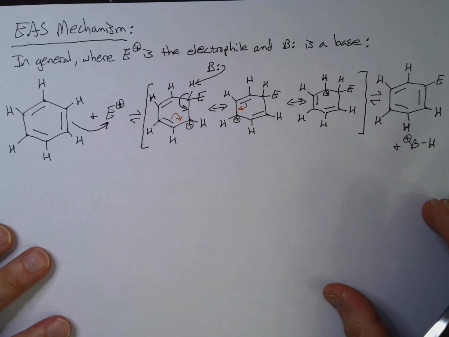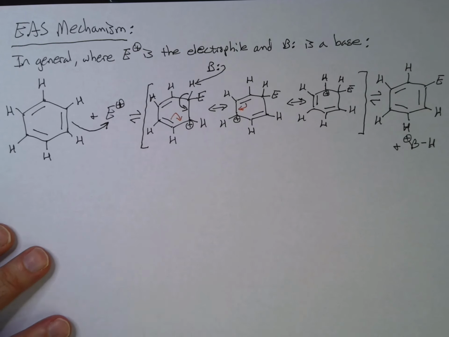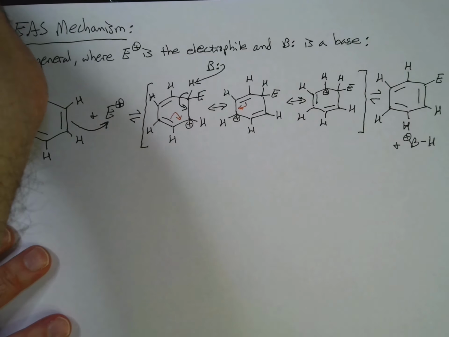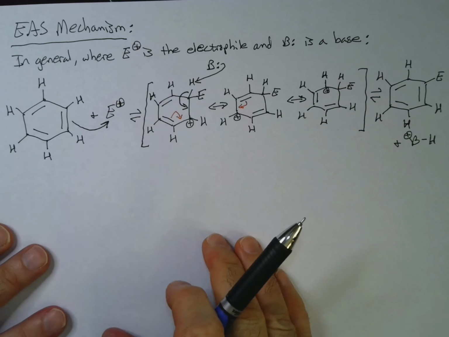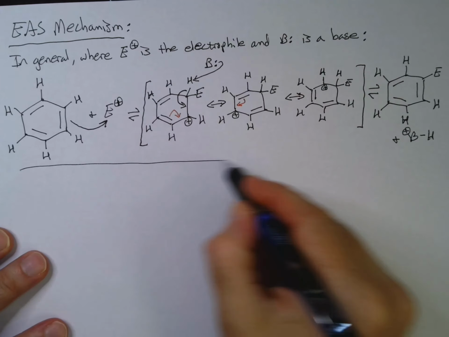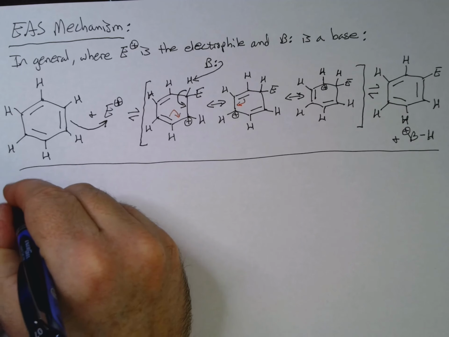Okay, now you want to be familiar with this. You want to be able to do this repeatedly in different iterations with different electrophiles. So let's take a look at one of those iterations here. Let's take a look at halogenation.